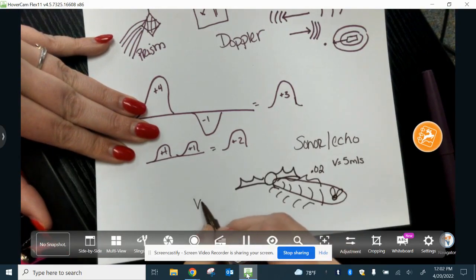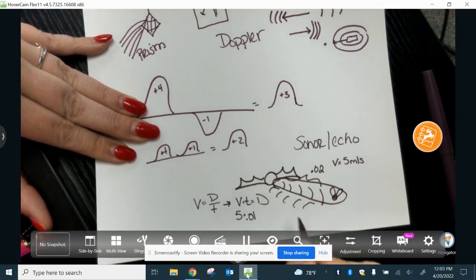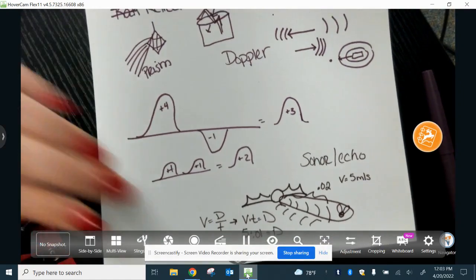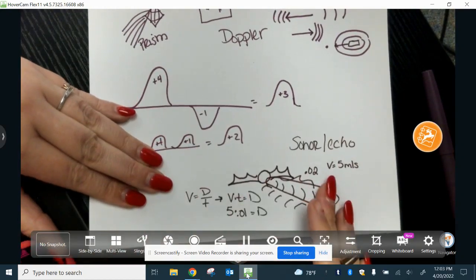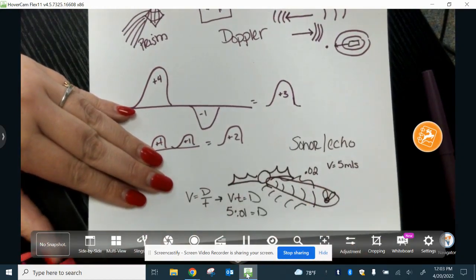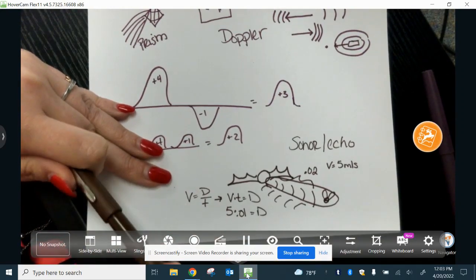So you would use velocity equals distance over time. Velocity times time equals distance. 5 times 0.01, because half of that would be your distance. Whatever that happens to be. And again, this is a completely made up, nonsensical problem because it's just an example. So I'm hoping this helps.